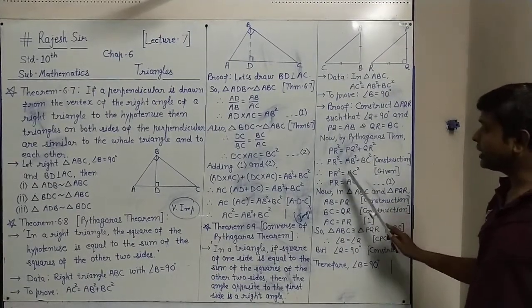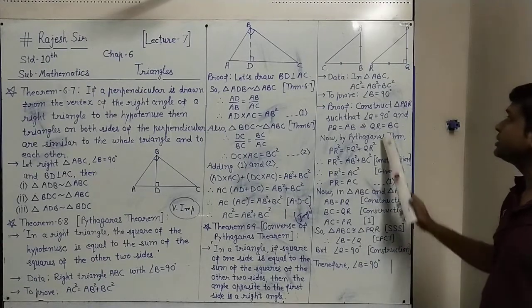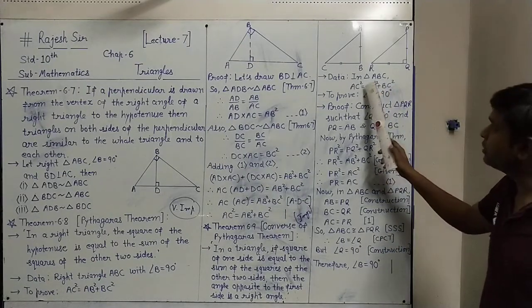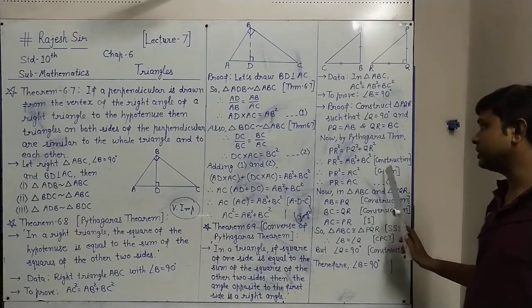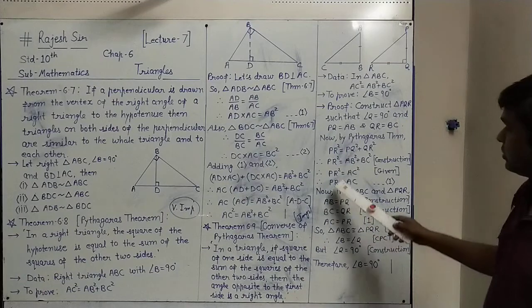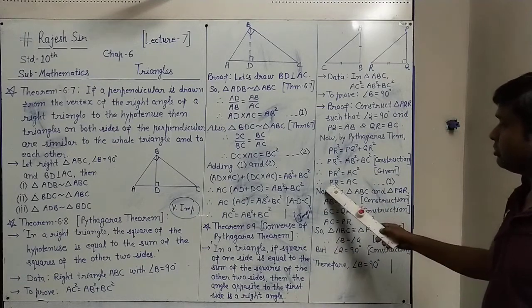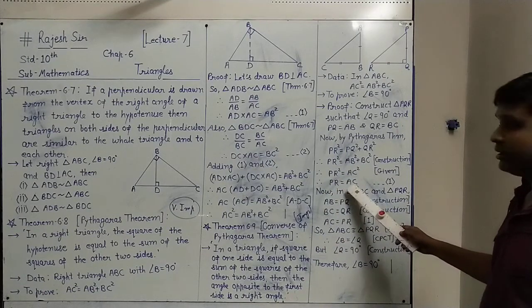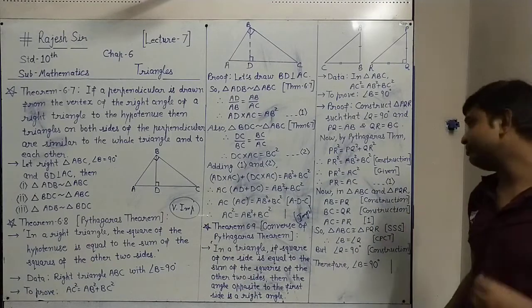In this place we can write AC square as it is given: AB square plus BC square equals AC square. We can write this as it is given. Now on both the sides we take the square root, so the squares will be cancelled. So this is PR equals AC. Say this as result 1.